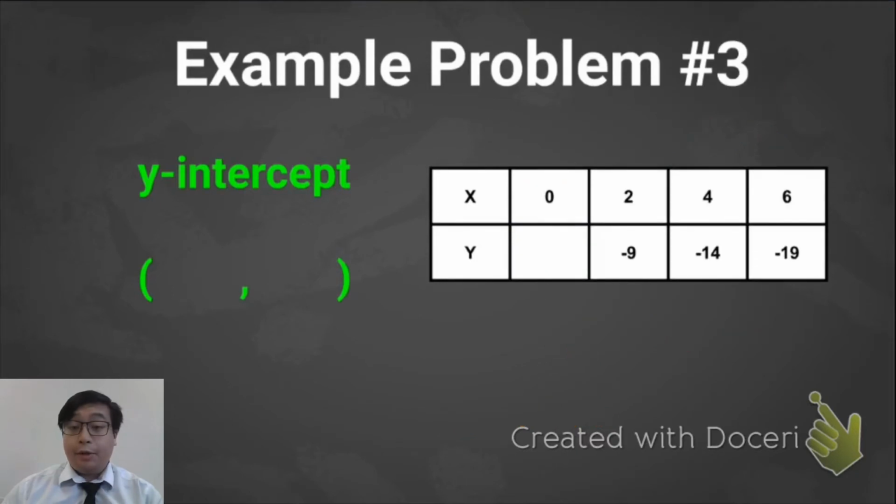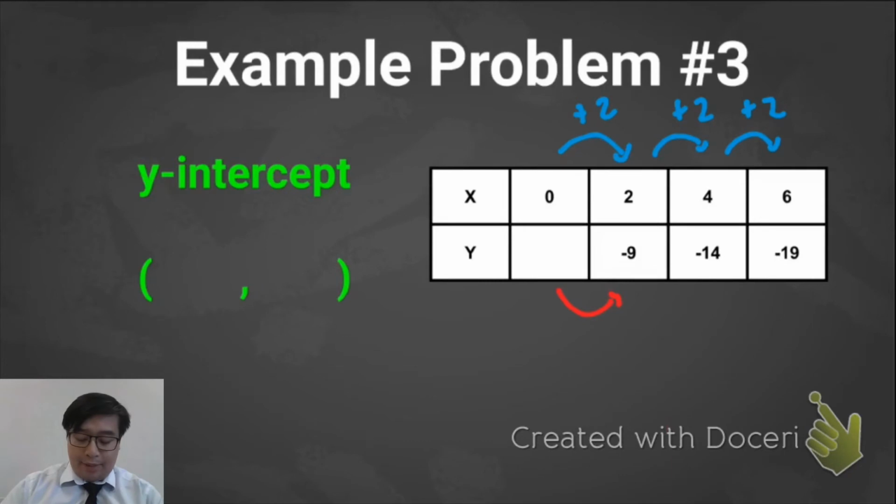Okay. Now that's our third example. Let's find my change in x. From 0 to 2, that's going to be a change of plus 2. From 2 to 4 is also plus 2. And from 4 to 6 is also plus 2. Now let's find my change in y. From negative 9 going down to negative 14, since I'm moving further down, that's going to be subtracting. And the difference between 9 and 14 is going to be minus 5. Right? And then from negative 14 to negative 19, that's also going to be minus 5. And to keep the slopes consistent, this also has to be minus 5.